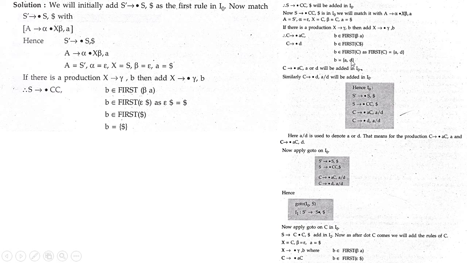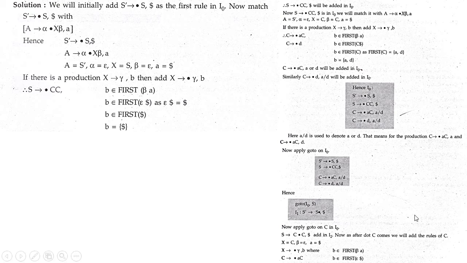So we can write that C derives dot AC, and the lookahead symbol is A oblique D. So we have two lookahead symbols, A or D, so we can write A oblique D. Similarly, the calculation for C derives dot D will be the same. So you can say that C derives dot D will be A oblique D.